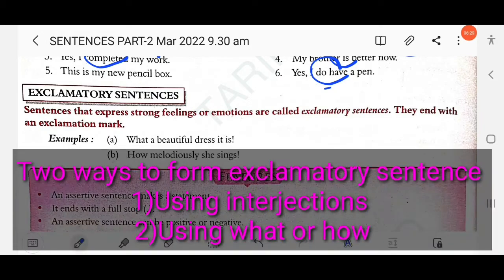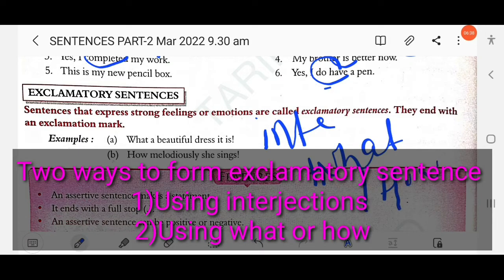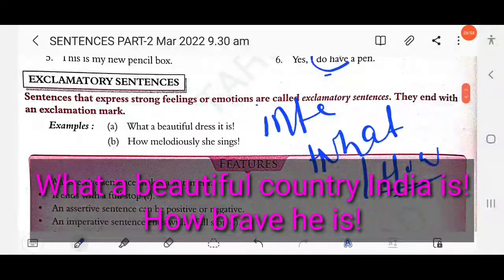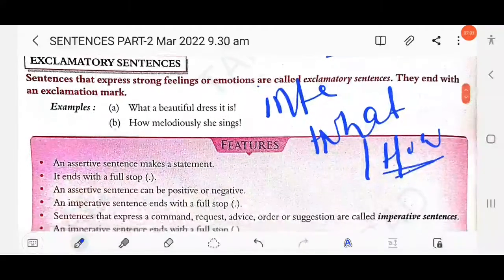So in two ways we can form an exclamatory sentence: by using an interjection, and by using what or how, right. Suppose we take an example: Hooray, we have won the match! Alas, I have lost my pen! So here there is use of interjection. Similarly you can also use what or how: What a beautiful country India is! How brave he is! So in this way we can form exclamatory sentences.